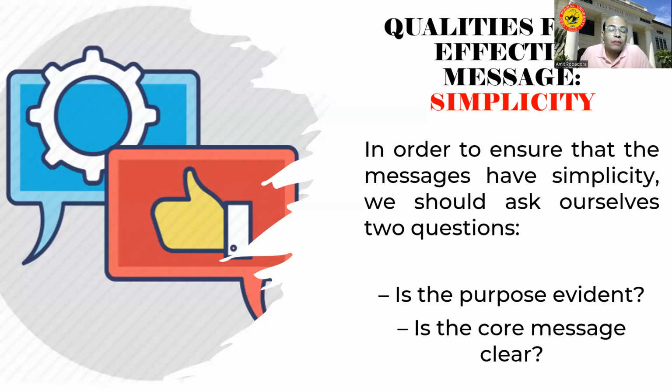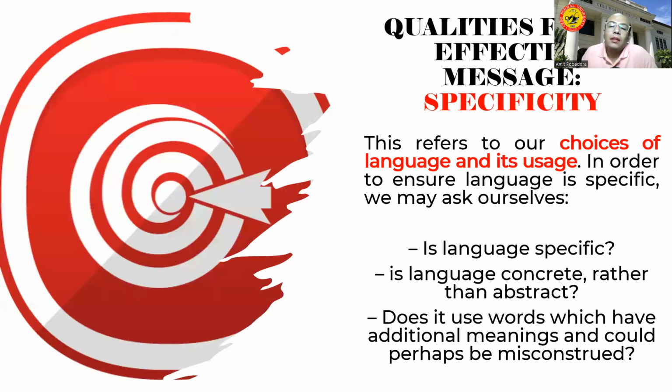So if you're after the simplicity of the text, you ask these two questions so you have easy access to knowing whether that text or that message is easy to evaluate or understand. Second is specificity, meaning the specifics. This refers to our choices of language and its usage. In order to ensure language is specific, you ask any of these three questions.